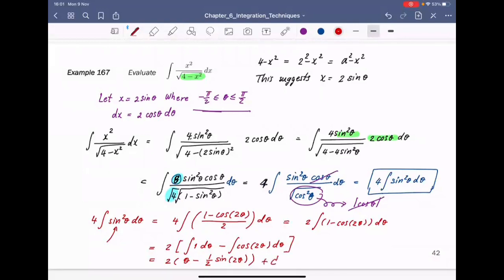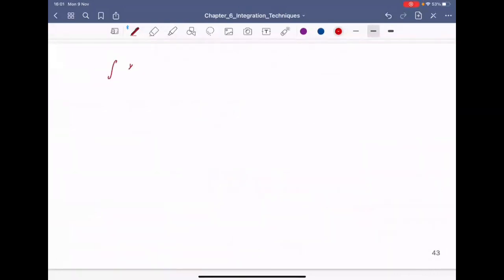All right, so I'm gonna move to the next page here, but we're almost there. So we're gonna have the integral of x squared over square root 4 minus x squared dx. We came to now we have 2 times theta minus 1/2 sine 2 theta plus c. All right, now we just need to convert everything back in terms of x.